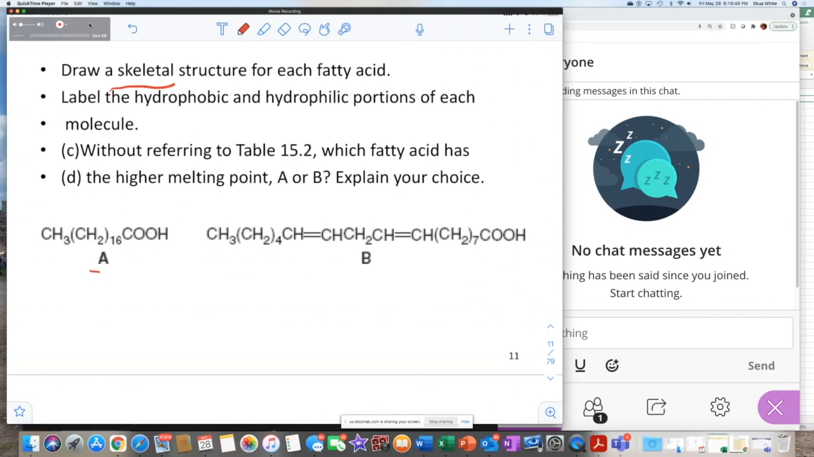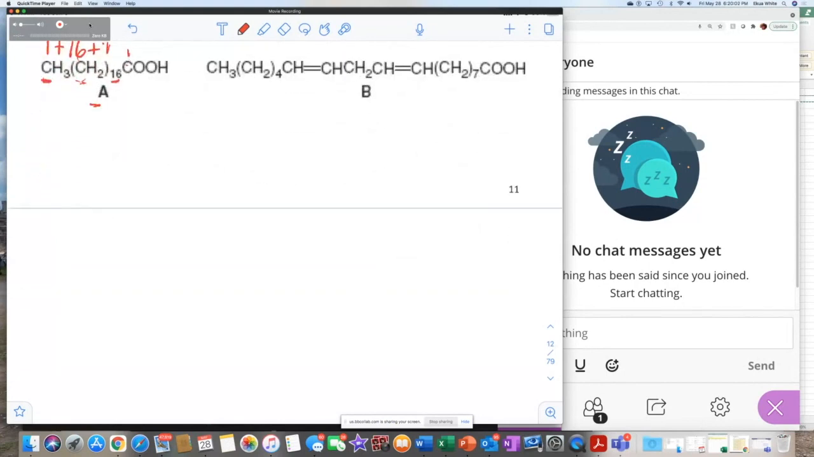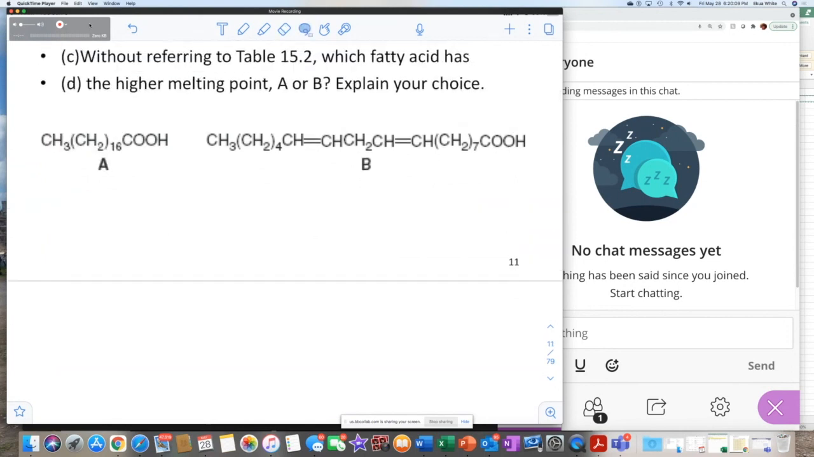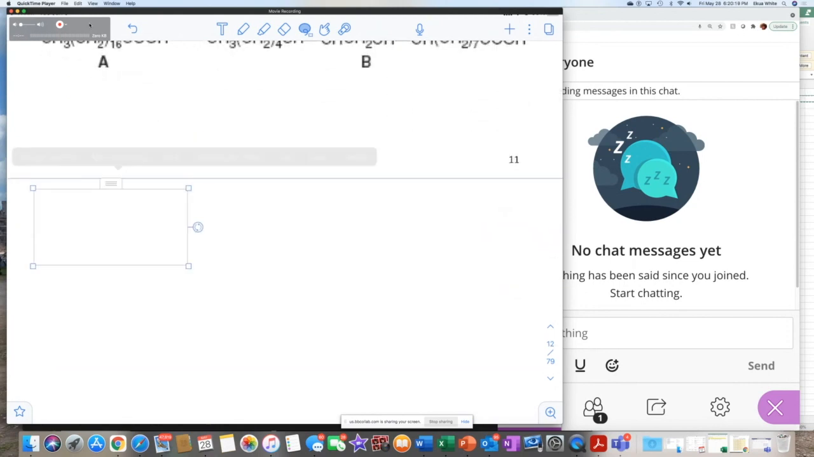So let me see. For A, I have one carbon here, plus 16 here, right? It says this repeating 16 times, and I have one here. So essentially, I have 18 carbons. Let me see if I can do this. So for my first one, let me copy this. Erase that. Hold on. Let me copy this. Come on. I need to slow down a little bit. I think I'm moving too fast for the pen. Okay. Move this down. I do have 18 carbons, right?